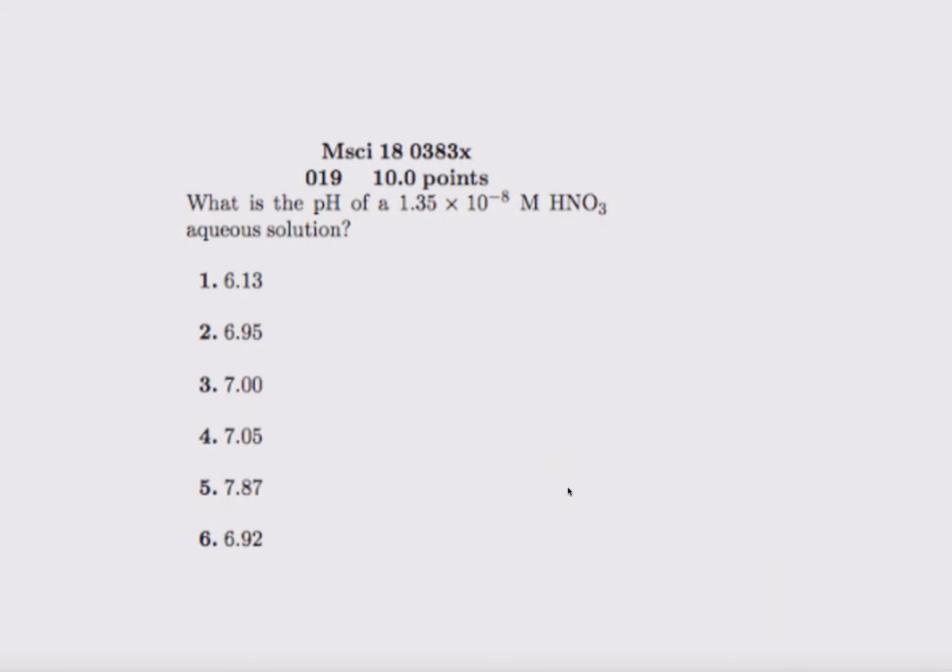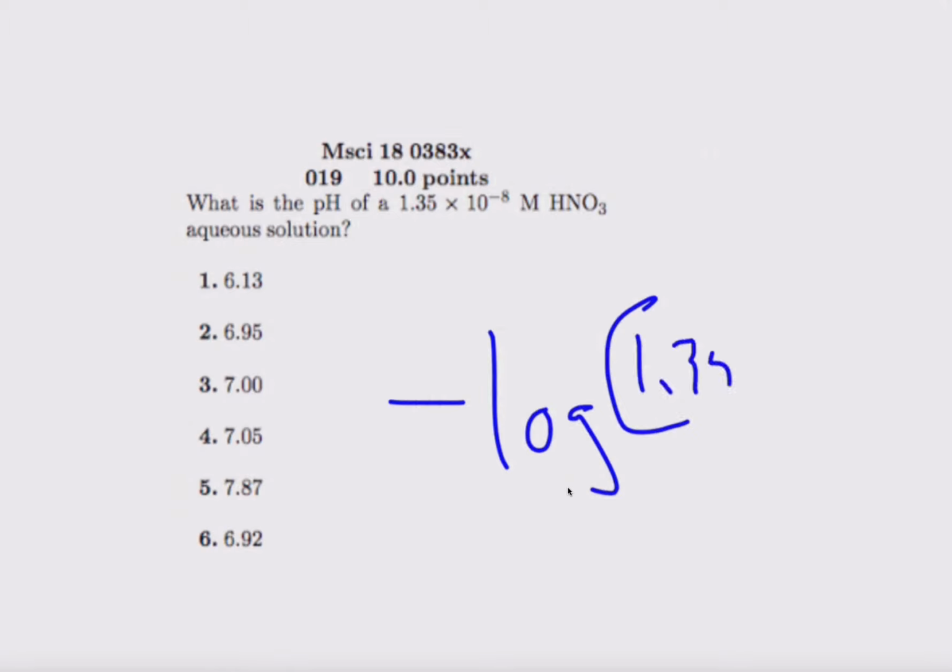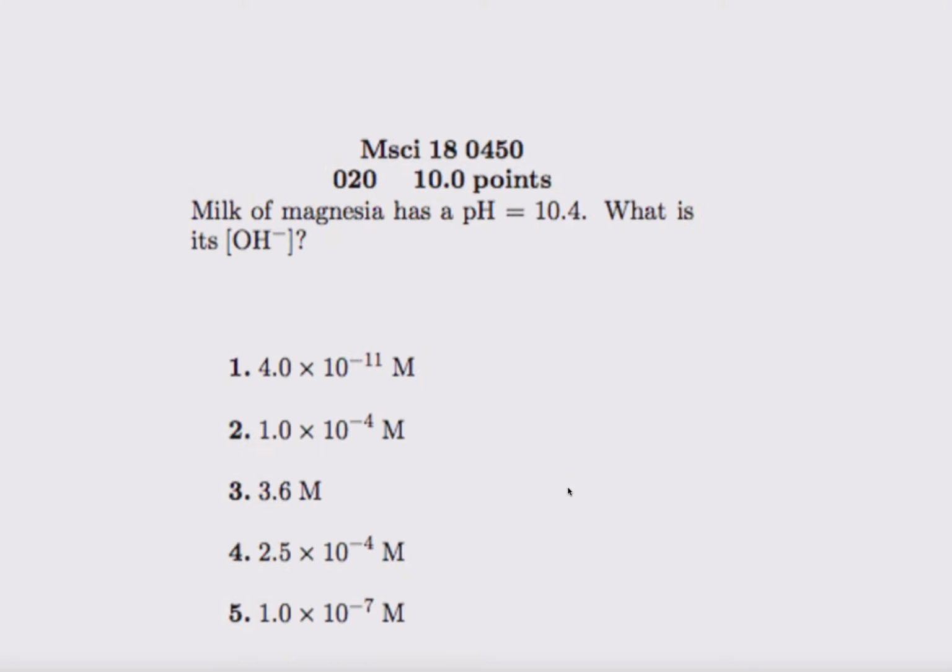What is the pH of a 1.35 times 10 to the negative eighth molar nitric acid solution? Now, this time we are just going to take the negative log of 1.35 times 10 to the negative eighth. And when we do that, we end up with a pH of 6.95.